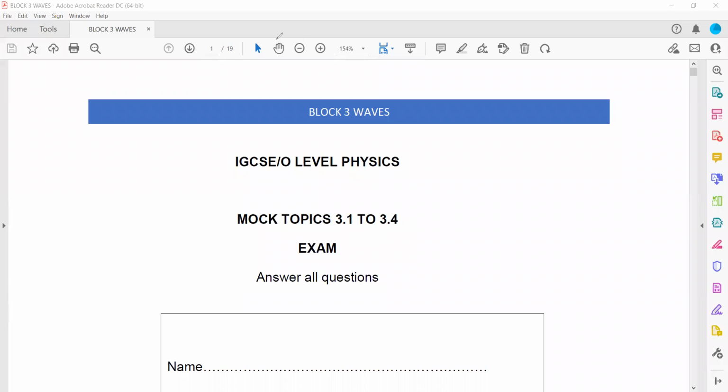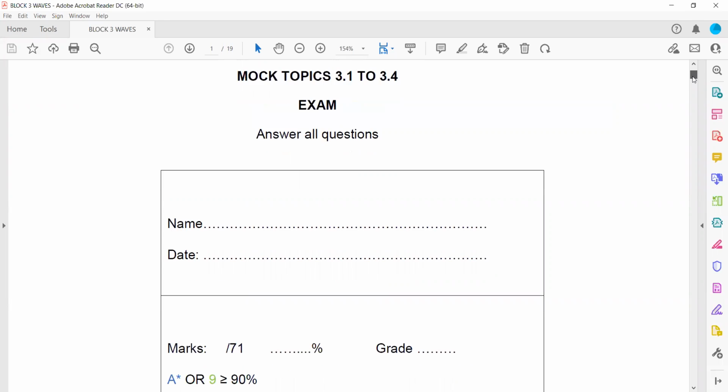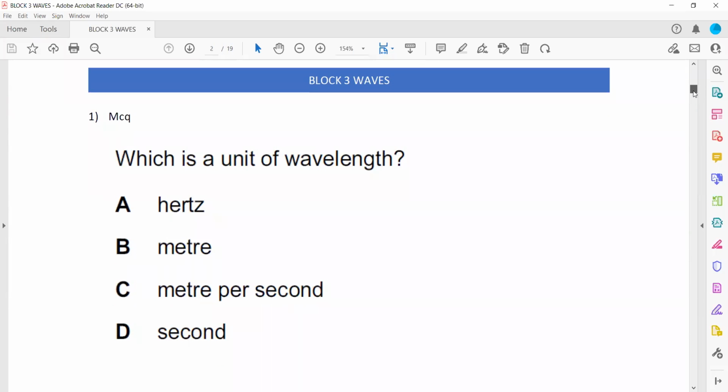So this was the last week mock exam related to block 3, which is about the waves. The first question is, which is the unit of a wavelength? So from length, what is the unit of the length? The unit of the length is meter.